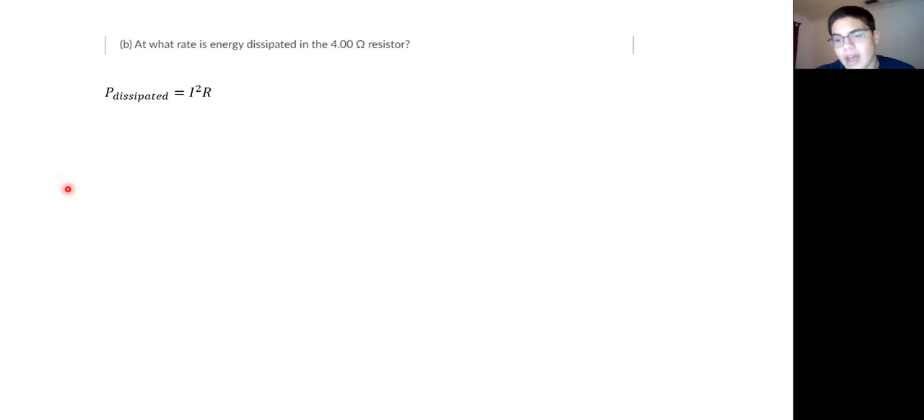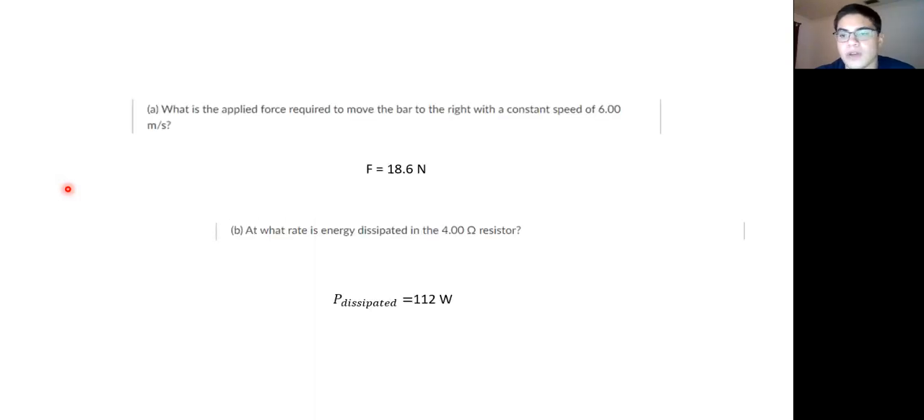So we have those values. We just found the current. So we're just going to square the current, multiply it by the resistance of the 4 ohm resistor, and we're going to get 112 watts. And there we go. We answered part A, force is 18.6 newtons, and we answered part B, which is 112 watts.